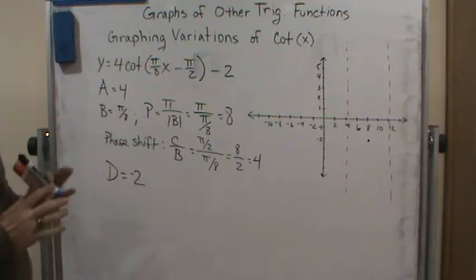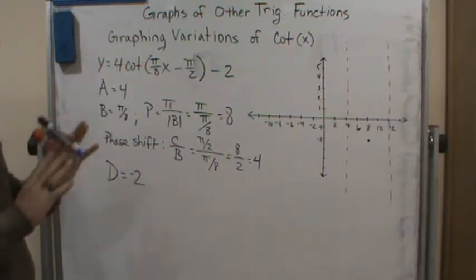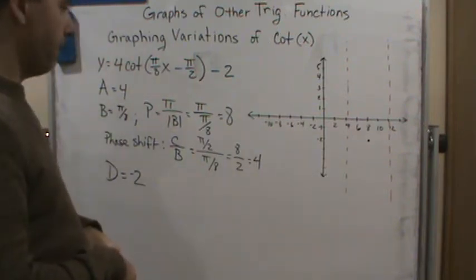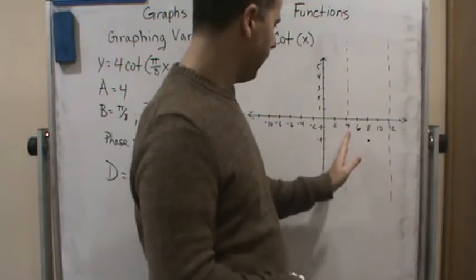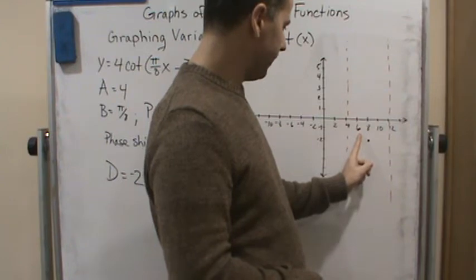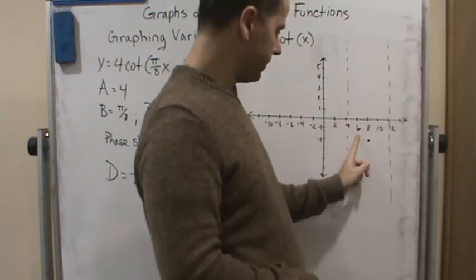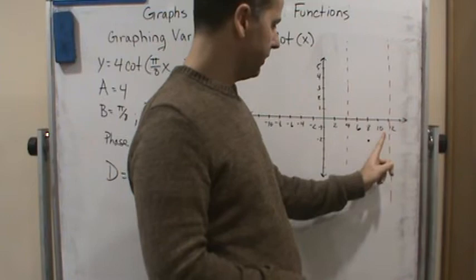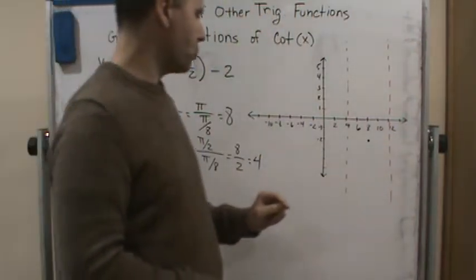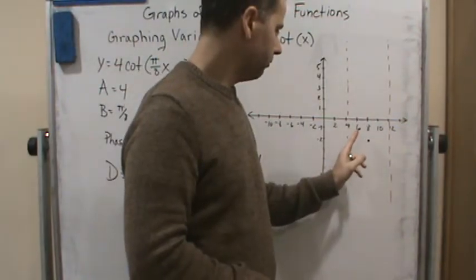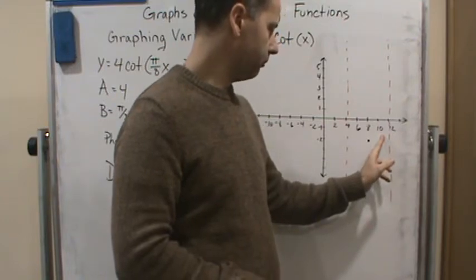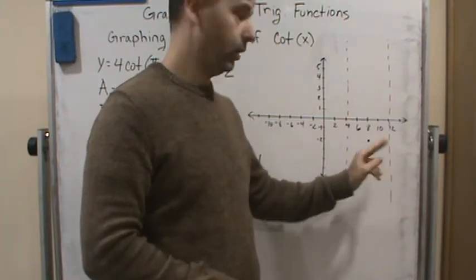Now all we have to do is plot a couple of points and then finish it off. So how do we pick our points? Well, we want to divide this by 4. So we know that at quarters, this is going to give us pi over 4, or rather this is going to give us 3 pi over 4.